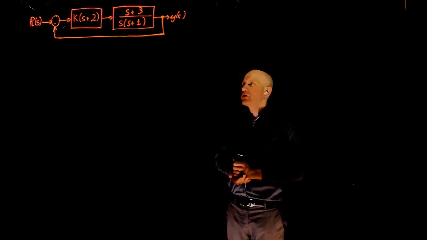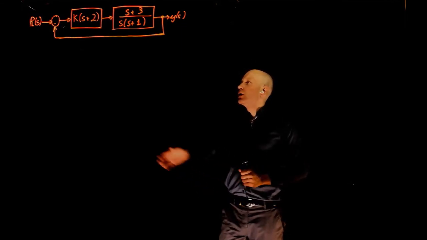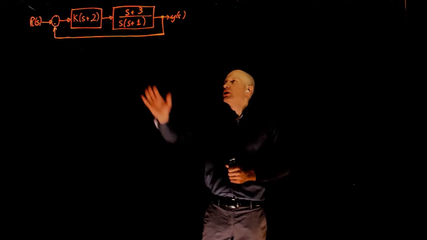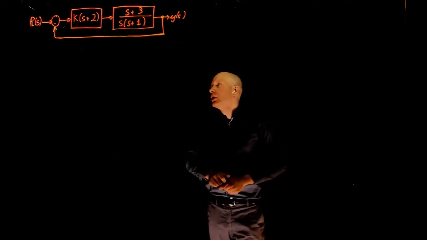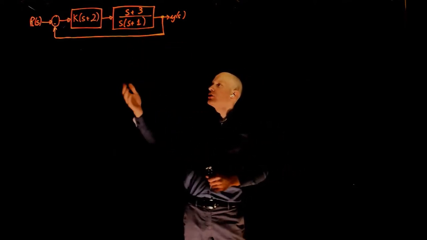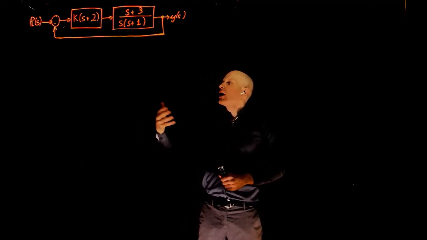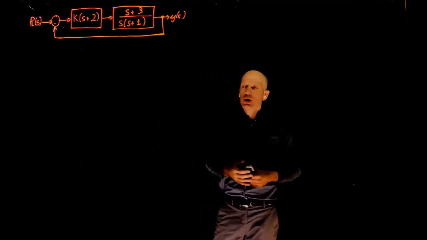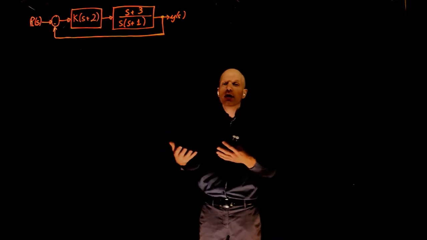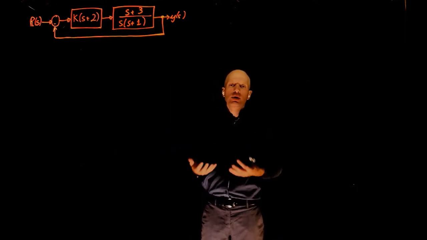In this example, we have another closed loop control system. Here is our controller K(S+2), and here is the plant to be controlled. We are looking for the values of K that will make the system have complex roots. In other words, we are looking for the range of K that makes the system underdamped.